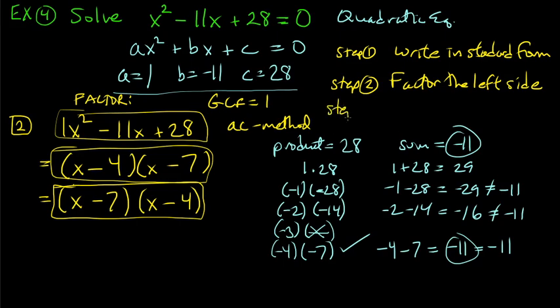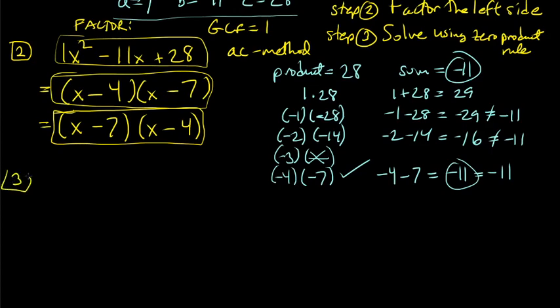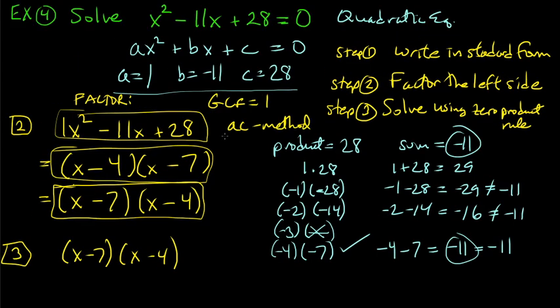Okay, so on to step 3. Now we solve the equation using the zero product rule. So step 3, let's do down here. We factored this as x minus 7 times x minus 4, but remember, this was an equation. This was just the left side. So I'm going to put back the equal 0 now. There's the equal 0.